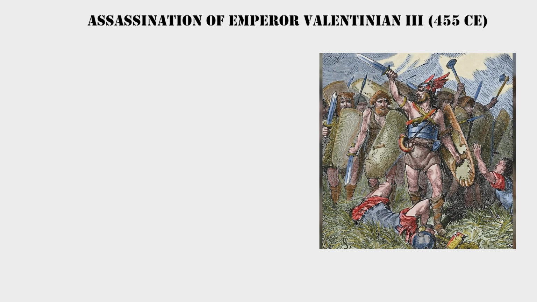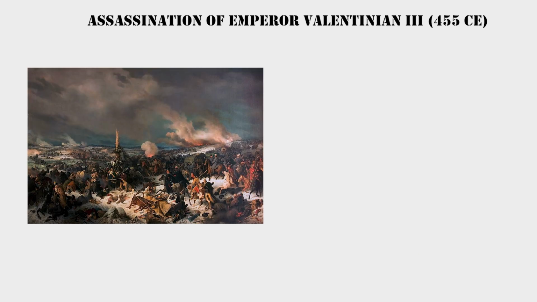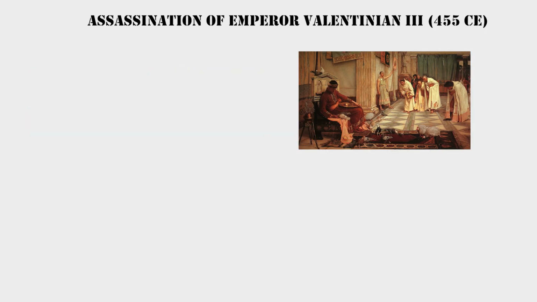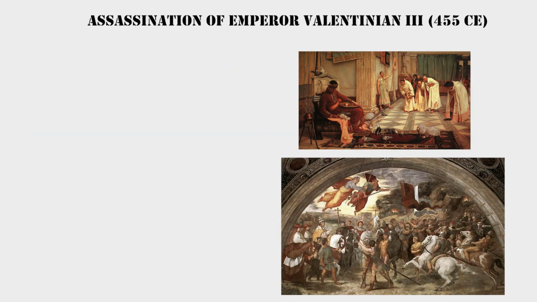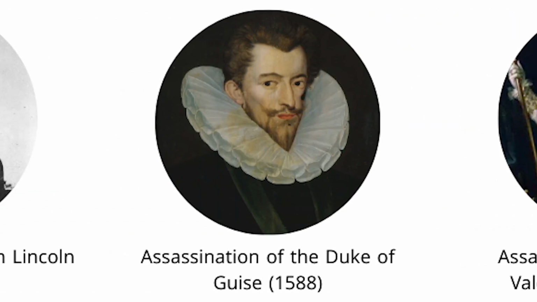Within weeks, the Vandals, led by King Genseric, sailed to Italy and sacked Rome. The empire's defences collapsed further, and internal rivalries prevented effective resistance. Valentinian's assassination was one of the final nails in the coffin of the Western Roman Empire, hastening its fall to waves of invasions.